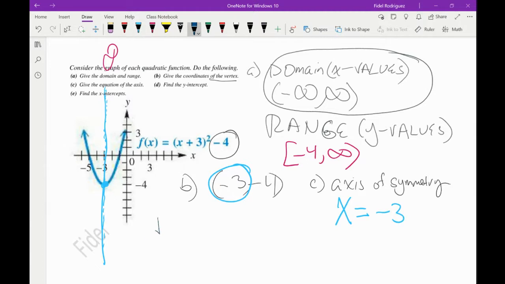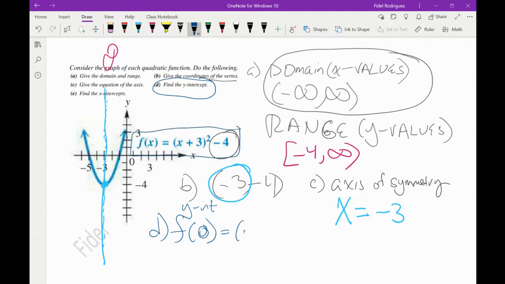Then there is a part D. Part D says, can we find the y-intercept? Y'all, the way we find the y-intercept is everywhere we have the letter X, we're now going to plug in the number 0. This is how I'm always going to find my y-intercept, okay? So I'm going to come back to this problem right here, and everywhere I have the letter X, we're going to put the number 0.